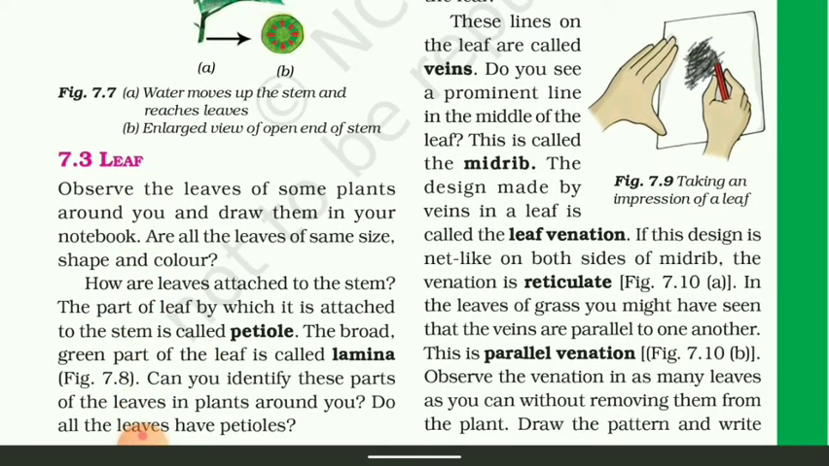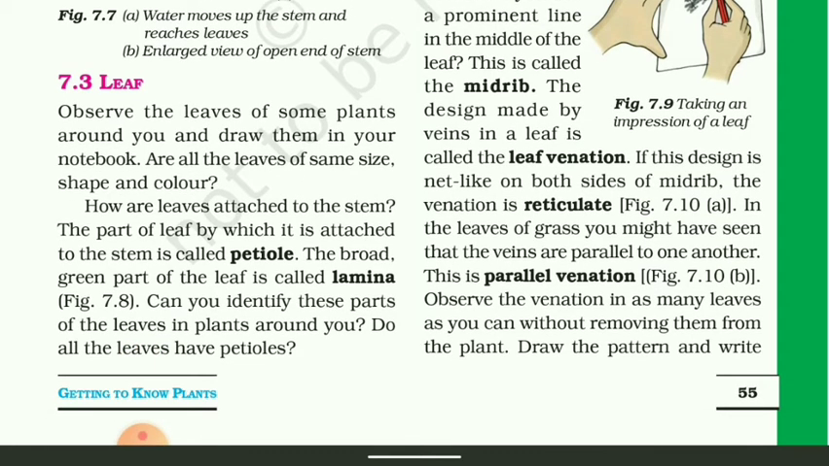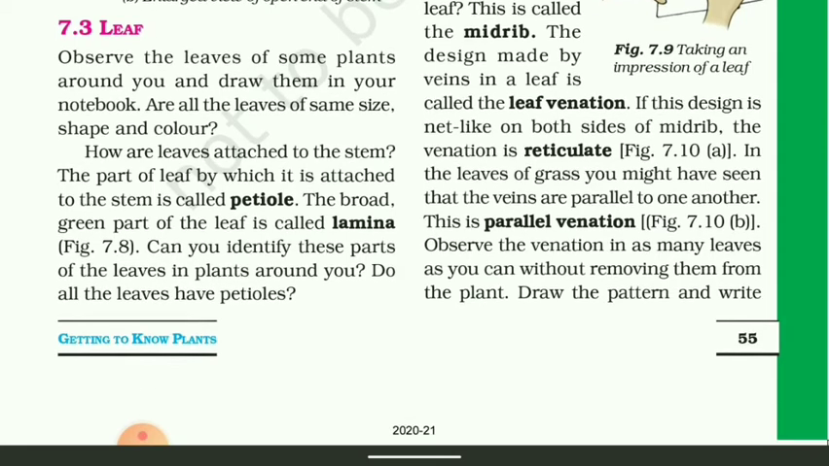Leaf. Observe the leaves of some plants around you and draw them in your notebook. Are all the leaves of the same size, shape, and color? How are leaves attached to the stem?